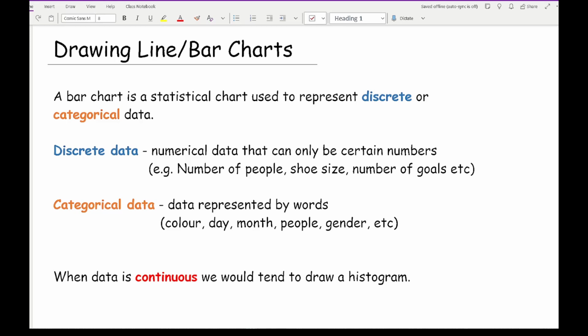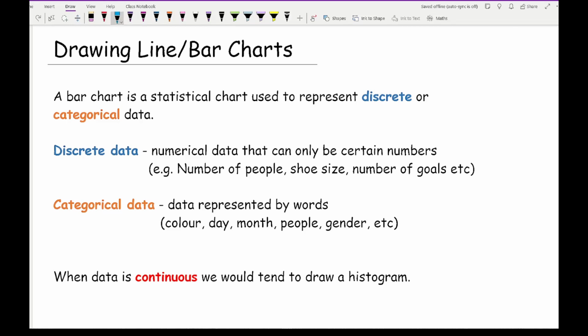etc. Now, categorical data, that's data represented by words. So if you were doing a data collection on colour of hair or colour of socks, a day in which things were popular and things that weren't, either the month, people, gender, etc. Now, when data is continuous, we would tend to use a histogram instead, which is covered in another video, which I'll include a link in the description.